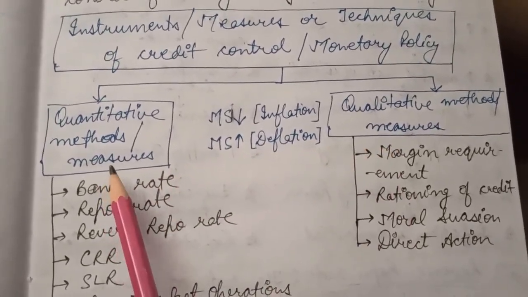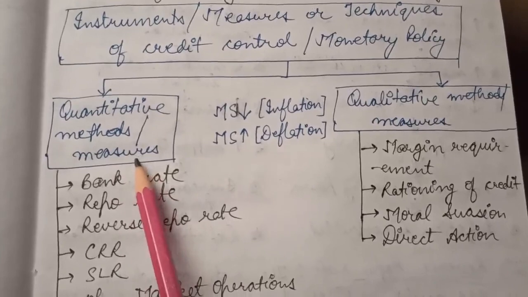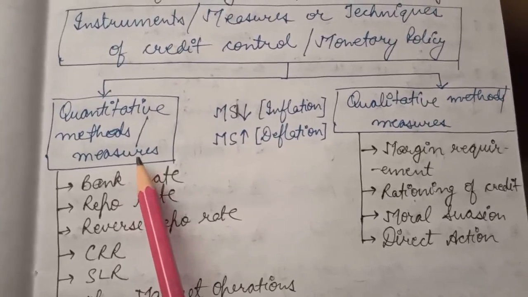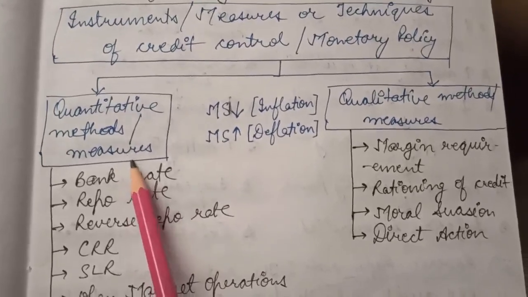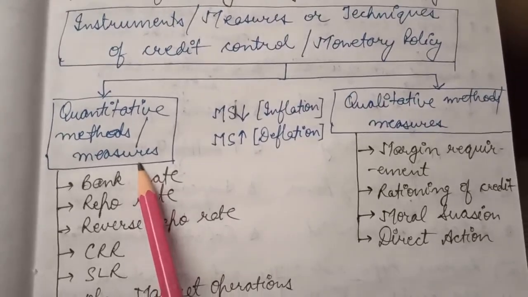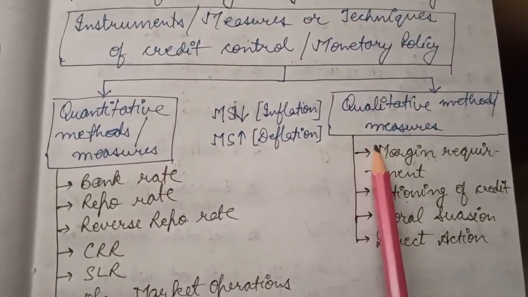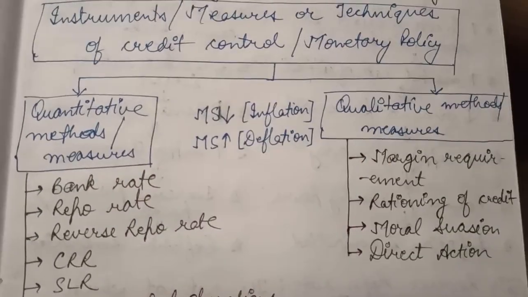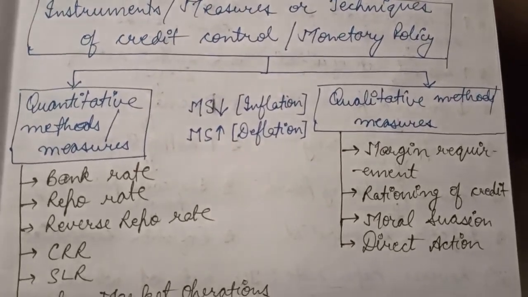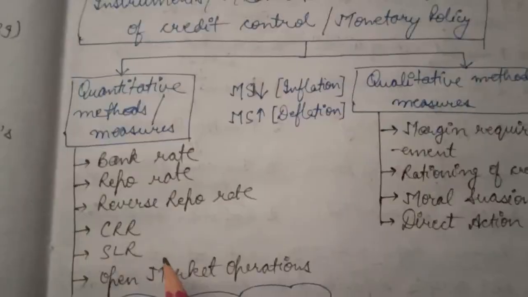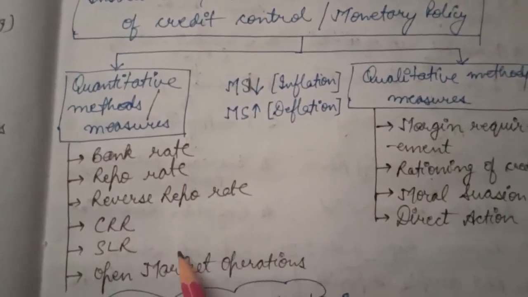Now the main motive of quantitative methods is credit control, which focuses mainly on the overall supply of money in a particular economy. That is, all the measures which mainly focus on the money supply come under the quantitative methods. On the other hand, qualitative methods are those instruments of credit control which focus mainly on selected sectors of the economy. So now we will study each instrument one by one, through which we will come to know how these instruments work.